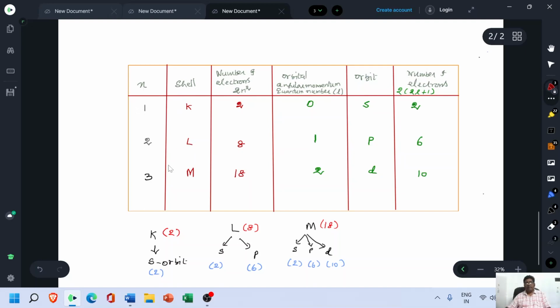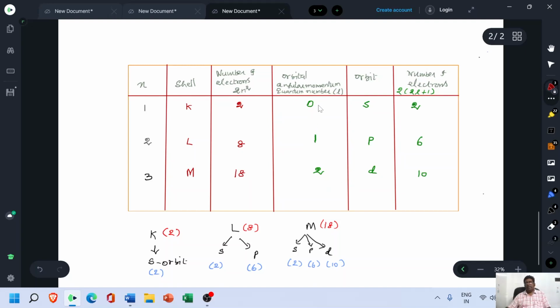n equal to 2 represents the L shell, n equal to 3 represents the M shell. The number of electrons in each and every shell is given by the formula 2n square. Here n is equal to 1, so the number of electrons in the K shell is 2. For the L shell, the value of n is equal to 2, so 8 electrons are present in the L shell. For n equal to 3, the relevant shell is M. In the M shell, 18 electrons are present.